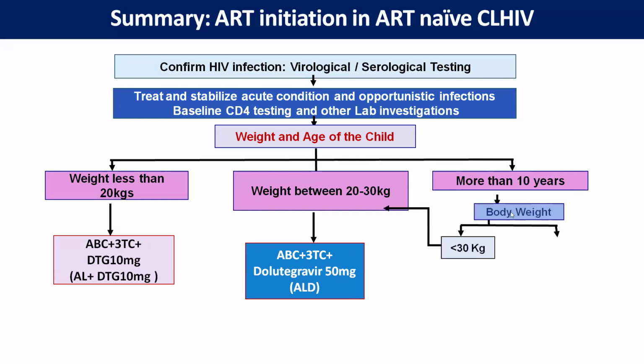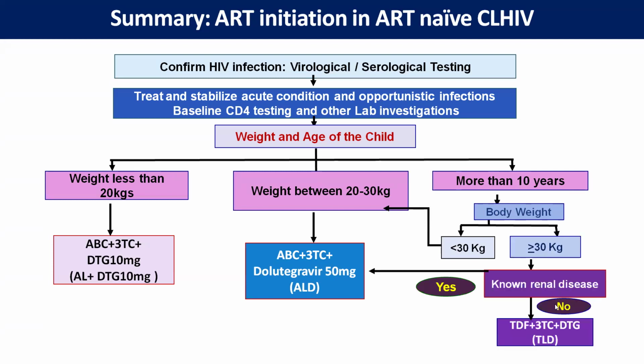For more than 10 years, you will see the body weight. Is it less than 30 kg or more than 30 kg? If less than 30 kg, again it will be ALD. But if it's more than 30 kg, then without renal disease, it will be TLD.